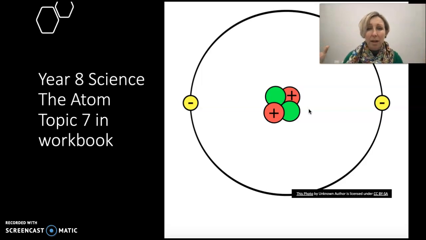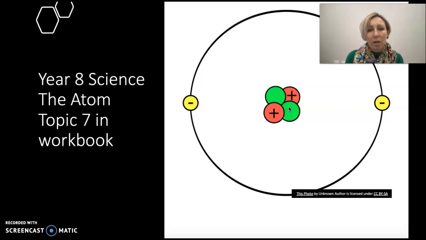The rest of the atom is largely empty space with these tiny negatively charged electrons whizzing around the outside, but the mass comes from here. So this atom has two protons, and it has two of these circles, the green circles, which represent something called neutrons. The two protons are the thing that defines the atom, gives the atom its properties, its identity, and we can see that with two protons we have an atomic number of 2. That tells me that this atom is helium.